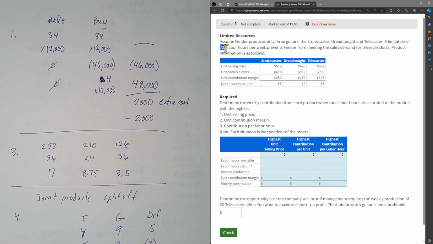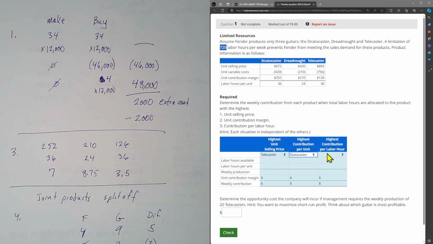So the limited resource here is 720 hours. And we have three different types of guitars being made, and they have labor hours per unit, but we only have 720. So they're going to ask you to fill this out. What is the highest unit selling price? Well, the highest unit selling price is the Telecaster. What is the highest contribution per unit? So the contribution margin, the highest one is the Strat. They mispronounce it. I didn't even notice that the first round. They say Stratocaster. And the highest contribution per labor hour.